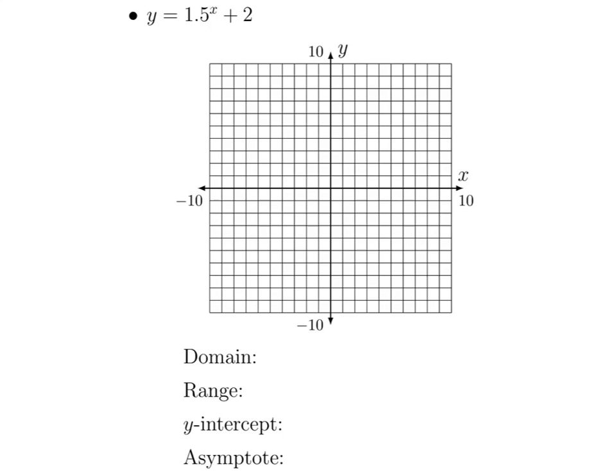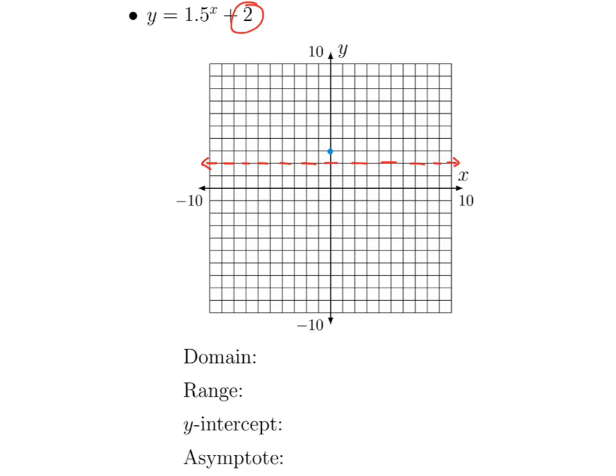Now, let me do an example. So here we have y equals 1.5 to the x plus 2. Notice it ends in plus 2. That moves that asymptote up to y equals 2. So we'll go ahead and make the line.